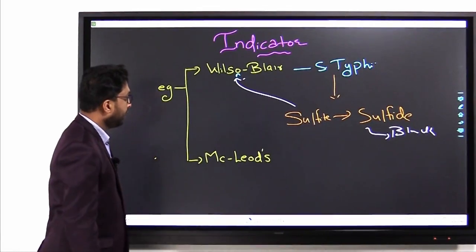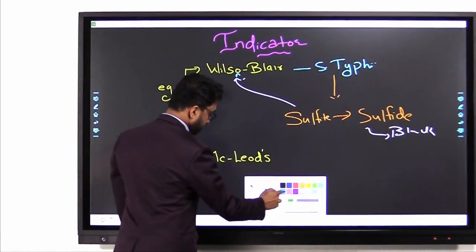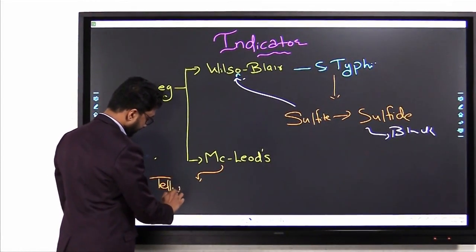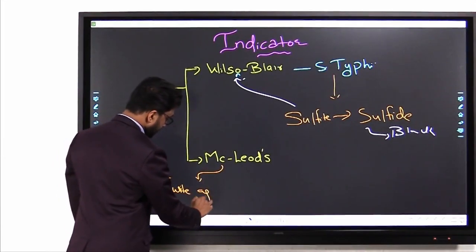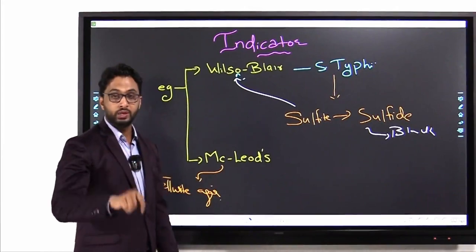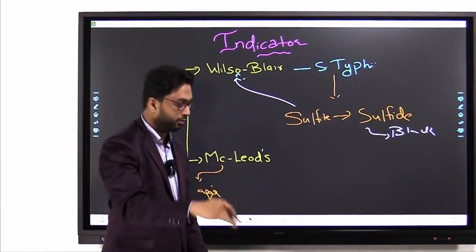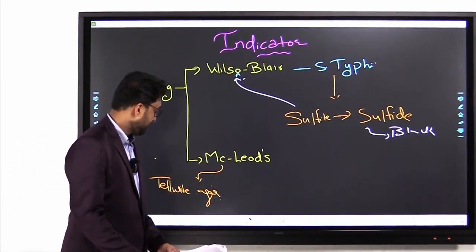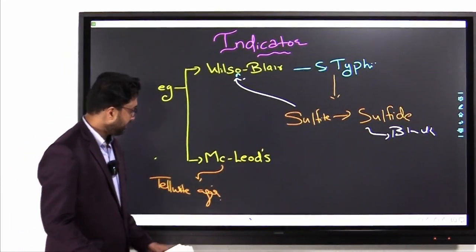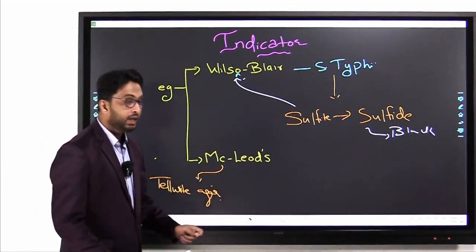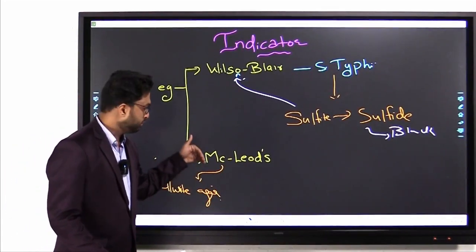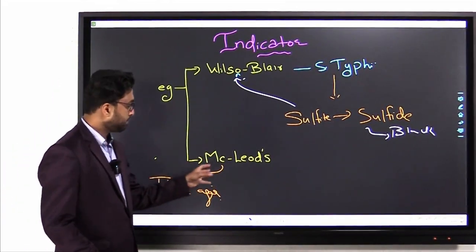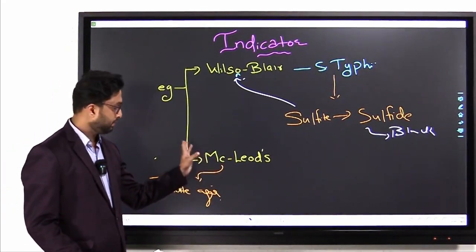Fine. Then you have McLeod's media. Where did you study it? Remember something known as tellurite agar? For Corynebacterium diphtheriae, two media we use: tellurite and Loeffler's serum slope. We just studied Loeffler's serum slope, isn't it? So serum added media. Okay, so now tellurite agar can be modified, don't need to go into the composition. Just know it's a modification of tellurite agar, McLeod's media.